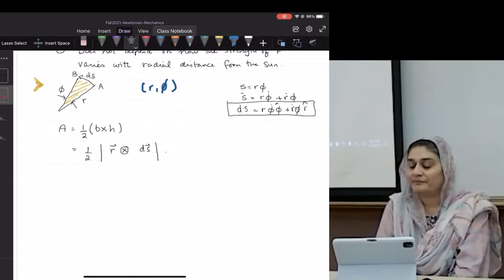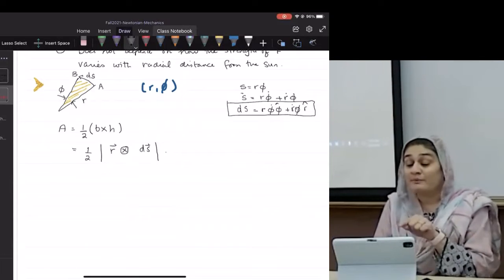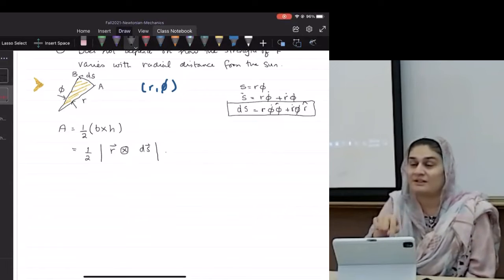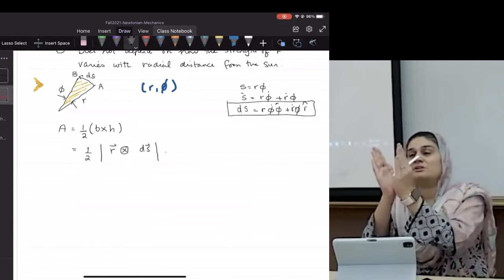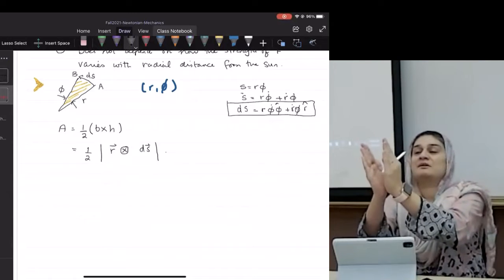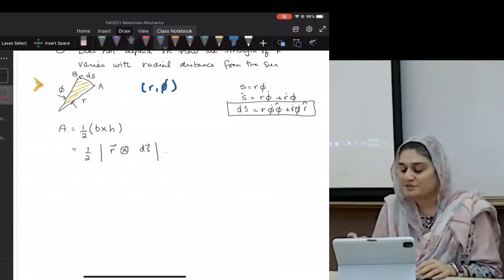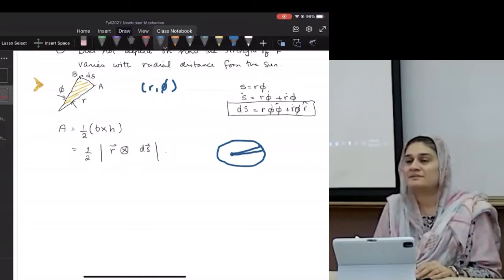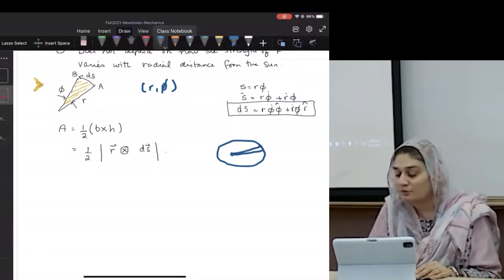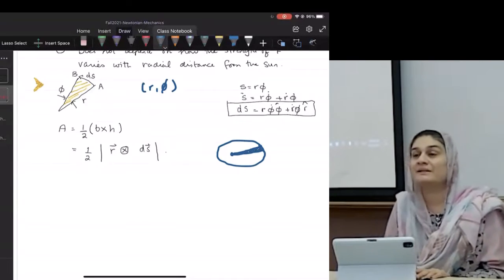Yes? Why would we just use R and not like the change of R? Because R is moving, but I'm only talking about this particular triangle. And I'm considering both R's to be almost constant in this segment only. So if you have an ellipse, is this almost the same as that? That's what I'm considering. I'm only talking about this area. That's why I'm not taking dRs.